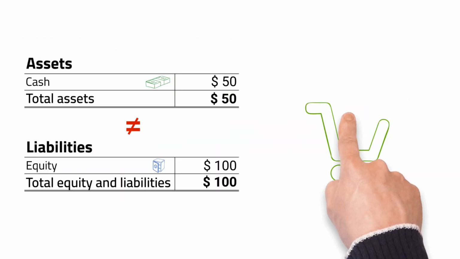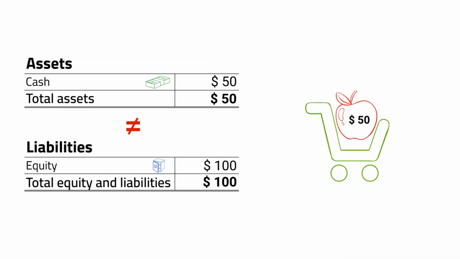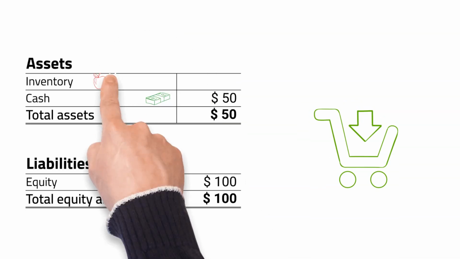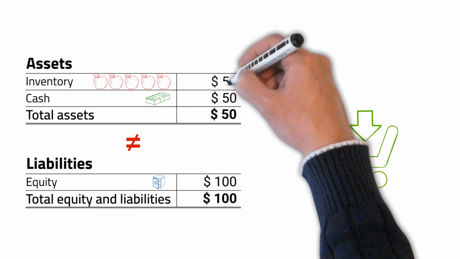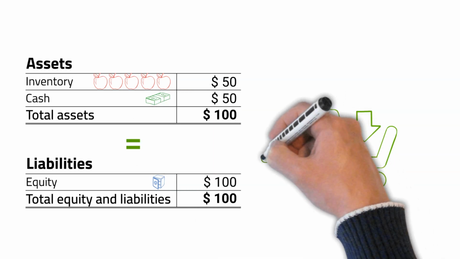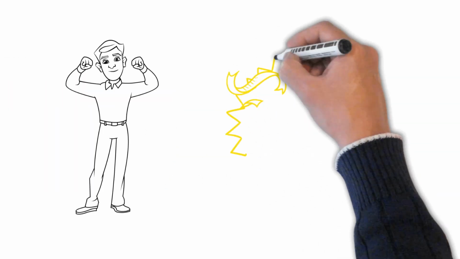Now we own 5 apples, and that must be somehow reflected on our balance sheet. The apples, like most other goods, are recorded on the balance sheet as a new category, inventory. Inventory is also an asset. Here is the updated balance sheet. Assets, $50 in cash plus $50 in inventory equals 100. Equity, 100. Even though the form of your assets changed from cash to inventory, the total remains the same, ensuring the balance sheet still balances. You see, we are unstoppable. We have again made the balance sheet balance.